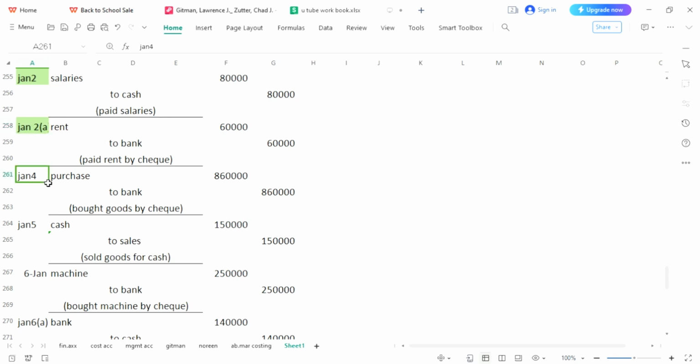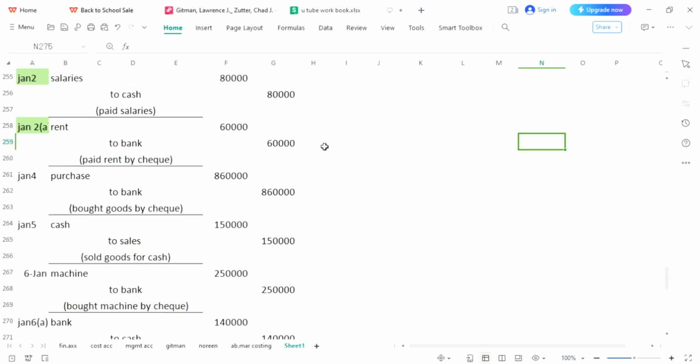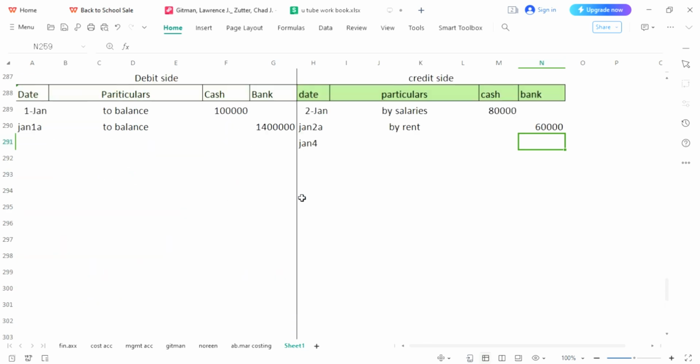Now we will see January 4, where again bank is credited, January 4. So you will come over here and write January 4, and January 4 is saying bank is credited by 8,60,000.